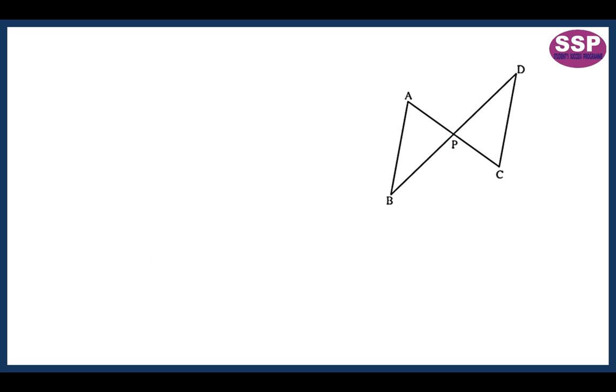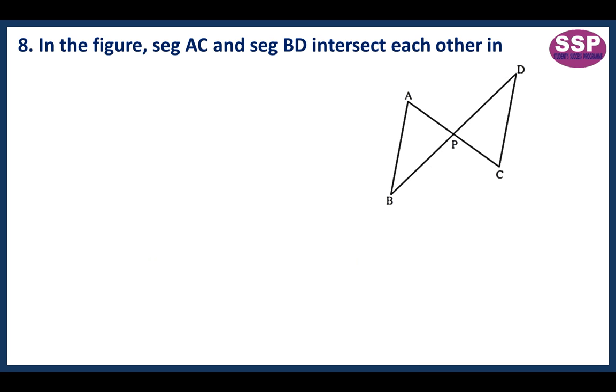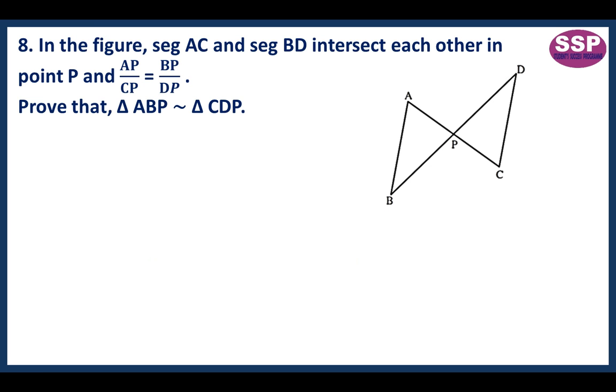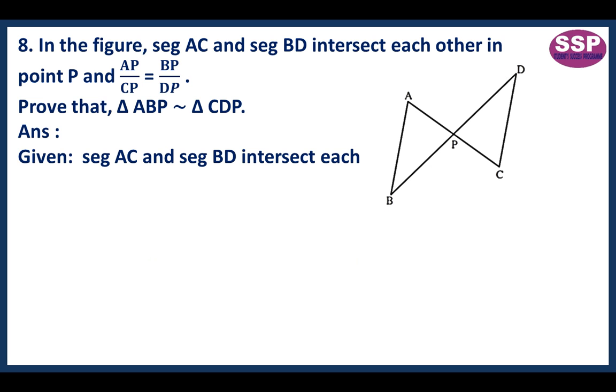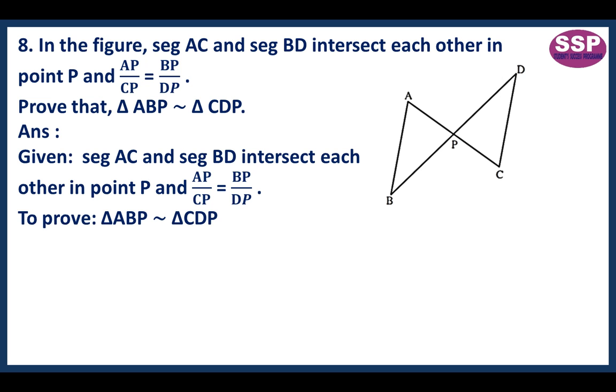Next problem. In the figure, segments AC and BD intersect each other in point P, and AP upon CP is equal to BP upon DP. Prove that triangle ABP is similar to triangle CDP. Solution. Given: segments AC and BD intersect each other in point P, and AP upon CP is equal to BP upon DP. To prove: triangle ABP is similar to triangle CDP.